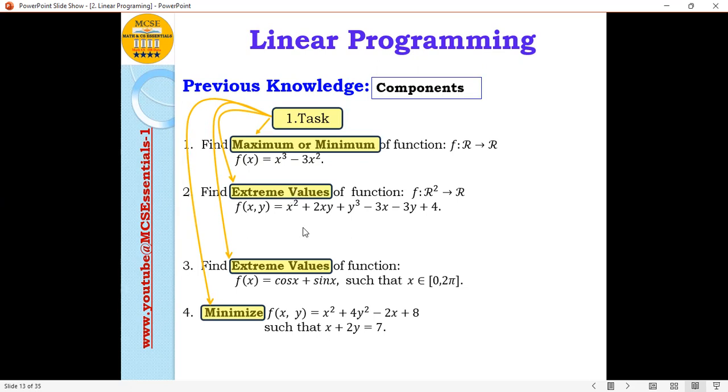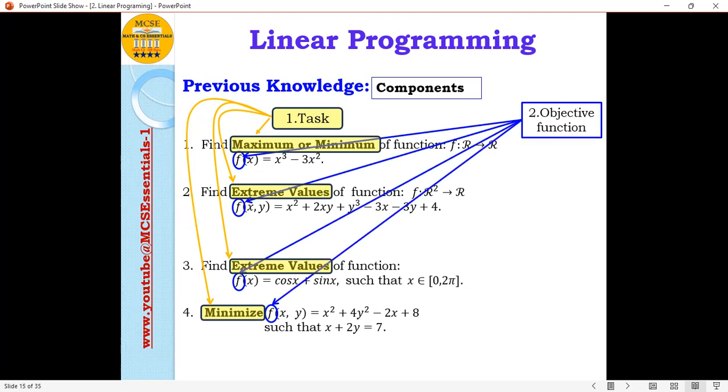And the second component was the function itself. In all four examples we saw, there is a function depending on one variable, two variables, and it may be a function of several variables. This function appears in almost every problem in which we are asked to maximize or minimize a given function in mathematical form. This function is known as the objective function.